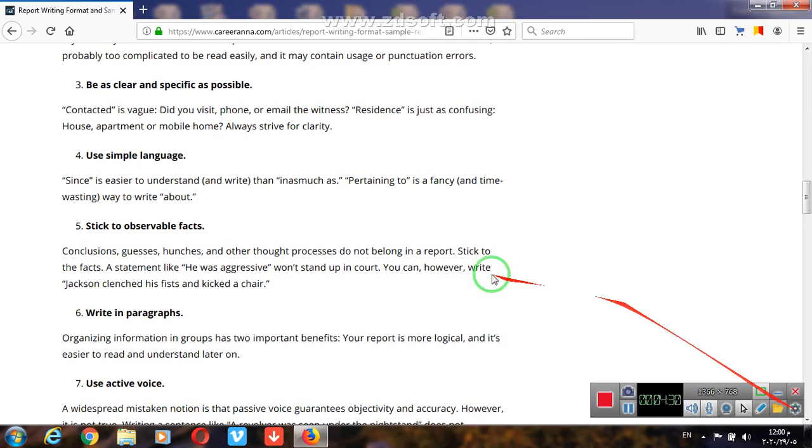And number three, be as clear and specific as possible. Be as clear and specific, okay, as possible. Use simple language. Okay, so you can use only simple present or simple past. You don't have to mix all tenses together. Stick to observable facts. Use facts that are observable. Write in paragraphs like that. Organizing information in groups has two important benefits. Your report is more logical and it's easier to read and understand later on.